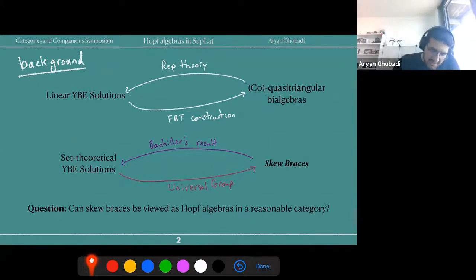And what I'm really going to be talking about in this talk, for the first half at least, is this FRT construction and the categorical FRT construction. What I mean is how to do this in any monoidal category.